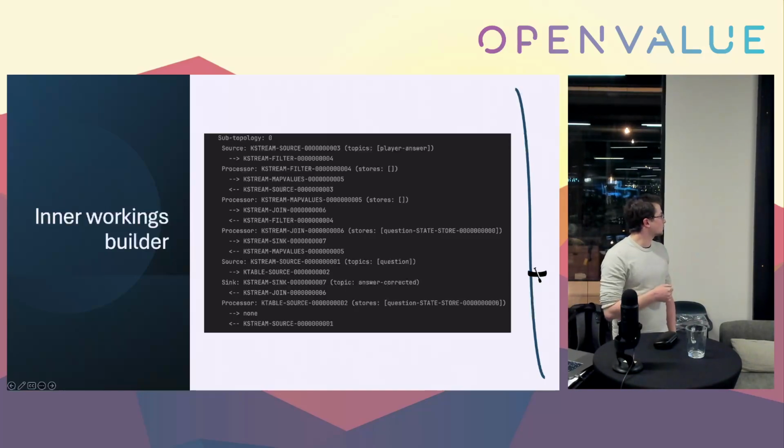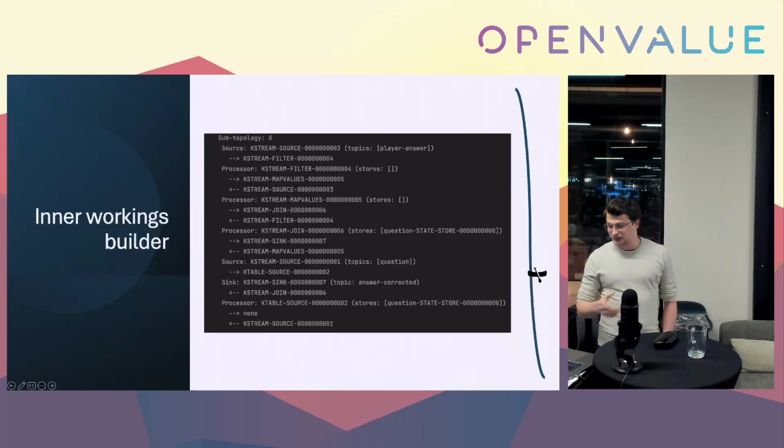The filter is the second one, which gets it from the source and forwards it to the map, and that's how it goes down. In the bottom you see the KTable, which reads from the question topic and stores it in the question state store, and the join joins it with that state store. That's how it continues through all these things.